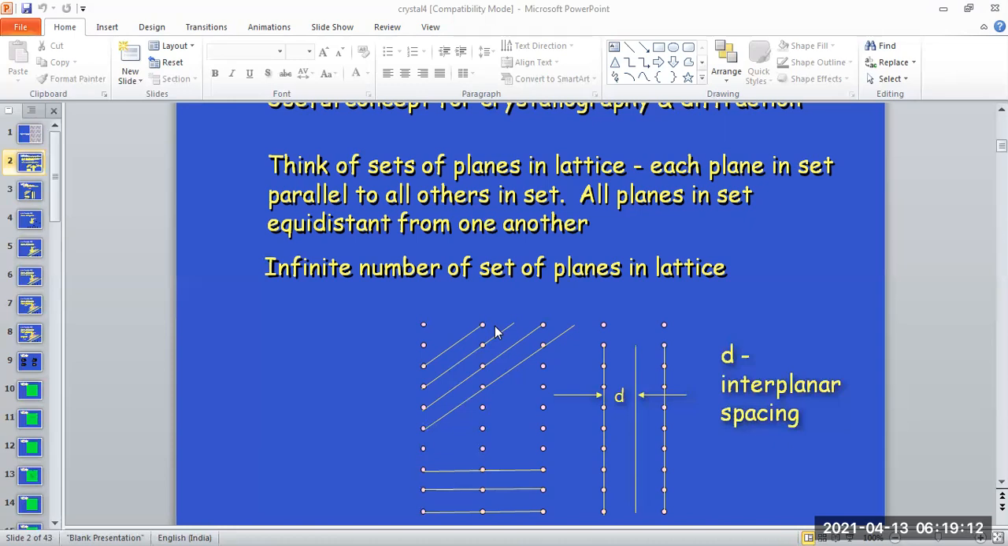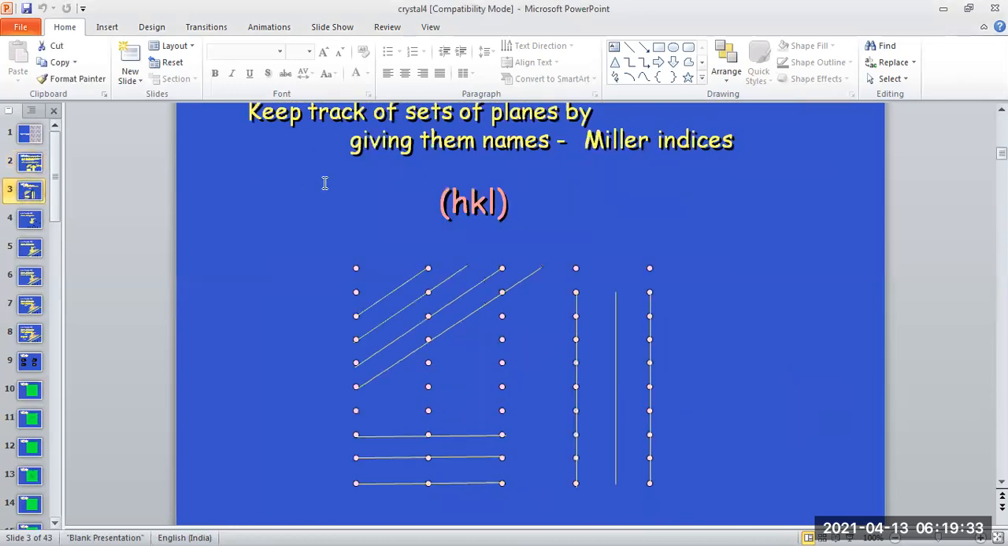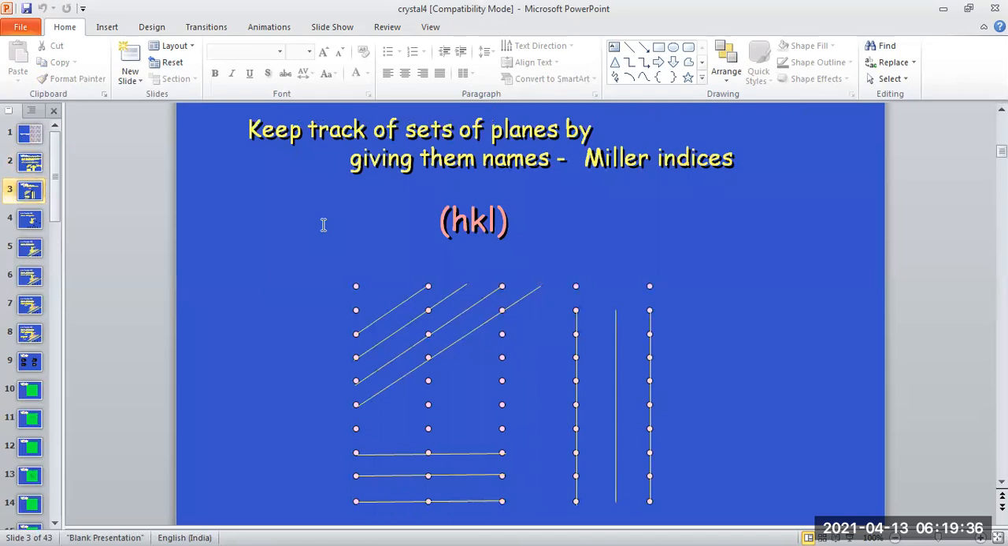Here we'll discuss how these crystal planes have been formed and the importance of these crystal planes. What is the need of studying them? Moving further, you can see the set of planes which are given names mathematically. These are the different sets of planes, and these sets of planes are given the name Miller indices. In the later section, I will tell you about Miller indices in detail.